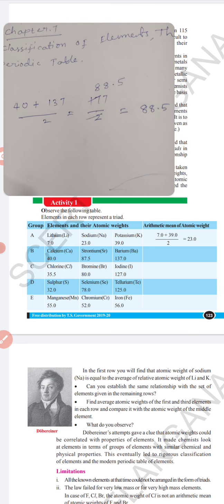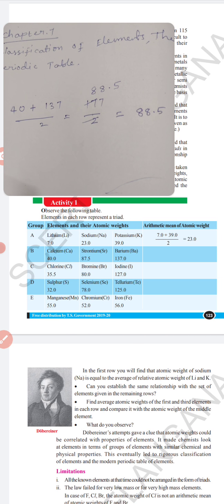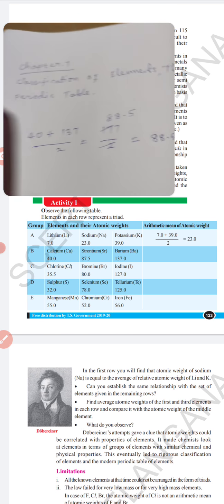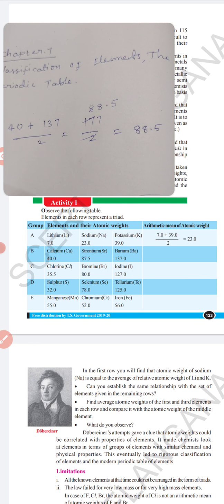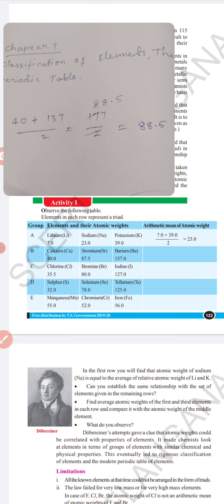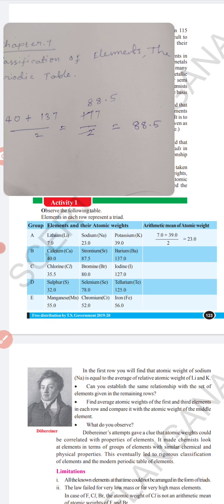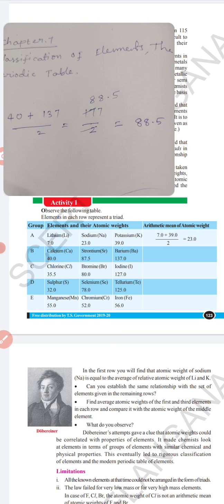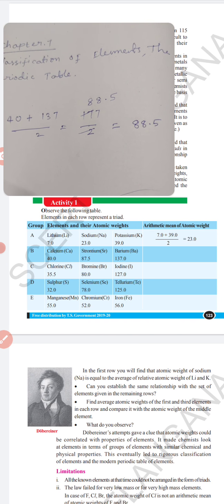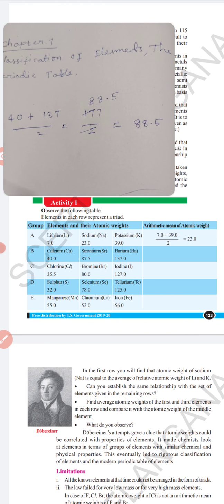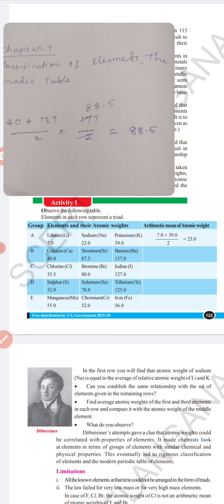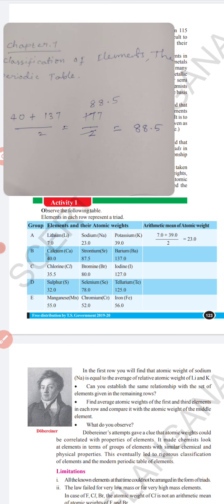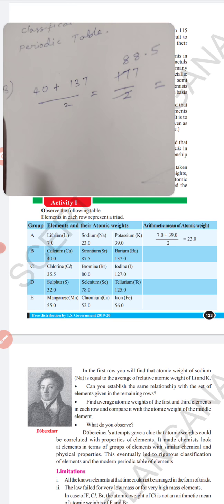So 88.5 is not exactly the middle element's atomic weight. The atomic weight is 87.5 and here we got 88.5, so we got an approximately similar value. So what Döbereiner did was arrange these three elements, calcium, strontium and barium, in group B.